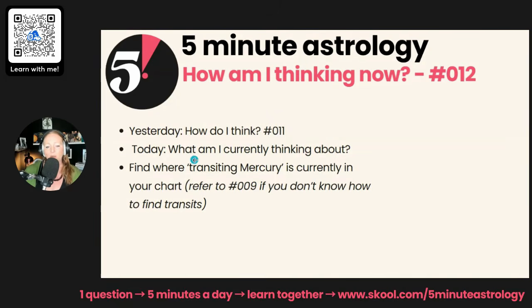Today, we're thinking about what am I currently thinking about? Like, what's on my mind right now? What am I having to attend to in terms of daily thoughts and daily churn? And so, what we're looking at is finding where transiting Mercury is currently residing in your chart.